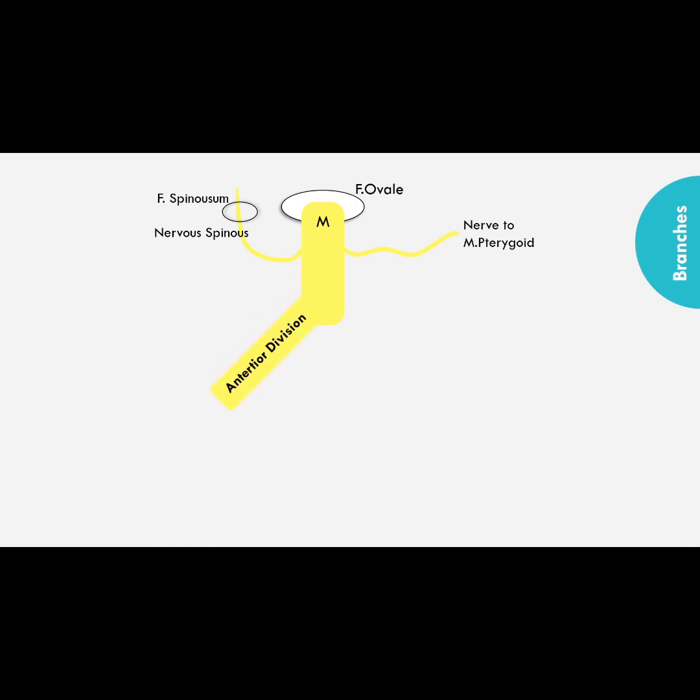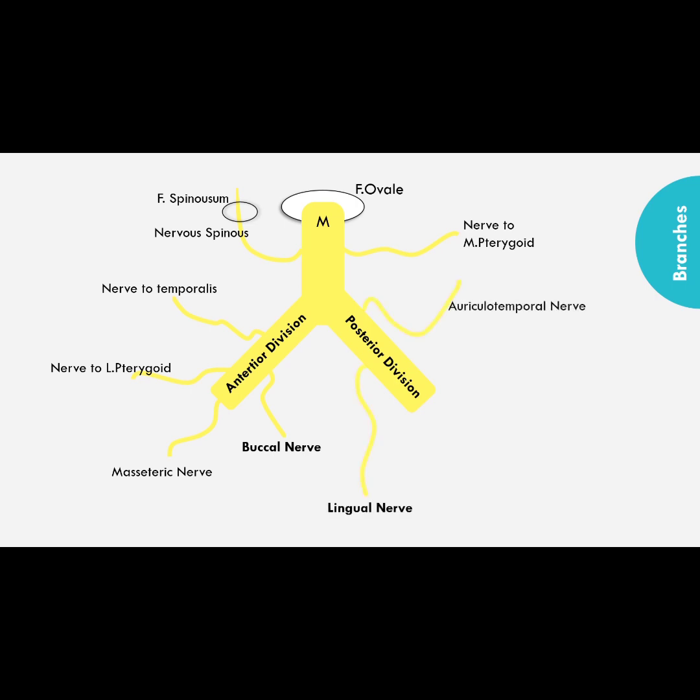After giving off the undivided branches, the mandibular nerve divides into anterior and posterior divisions. Under the anterior division, we have the nerve to temporalis, nerve to lateral pterygoid, masseteric nerve and buccal nerve. In the posterior division, we have the auriculotemporal nerve, lingual nerve and inferior alveolar nerve.